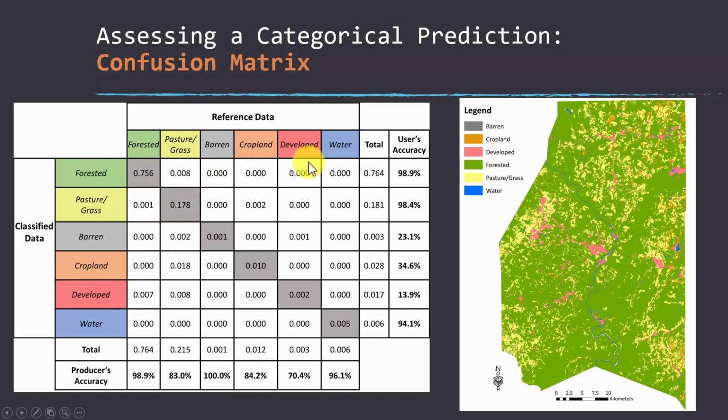For a couple other examples, these cells were crop but were misclassified as pasture grass. So the diagonal represents the correct classifications and all the off diagonals are incorrect. So the nice thing about an error matrix, it doesn't just give you a sense of the overall accuracy of the model or prediction, it also gives you a sense of what classes are being confused.